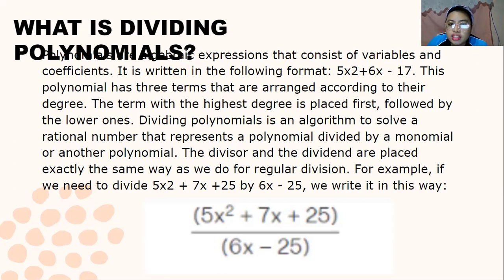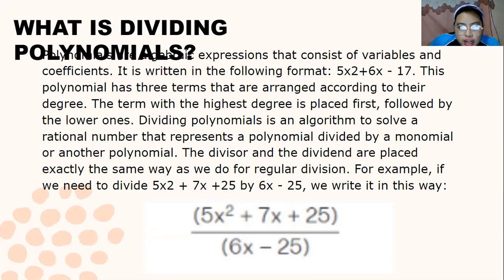polynomial. The divisor and the dividend: when we say divisor, it is outside the divide sign, right? It is outside the divide sign. For example, the divisor here is 6x minus 25. The dividend is 5x squared plus 7x plus 25. The one that we are dividing is the dividend, and the one we divide the dividend by is the divisor.